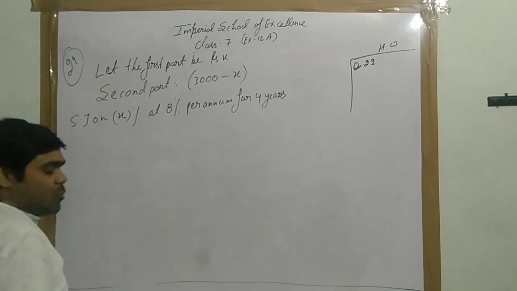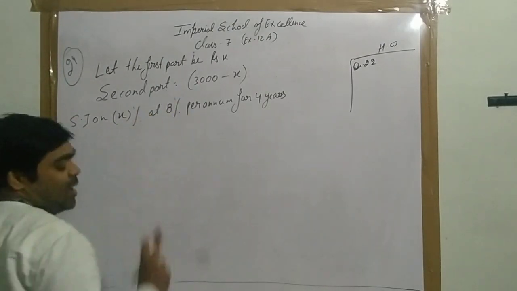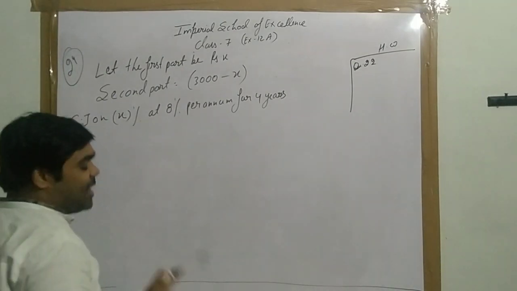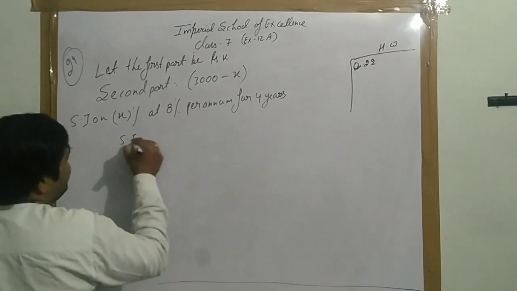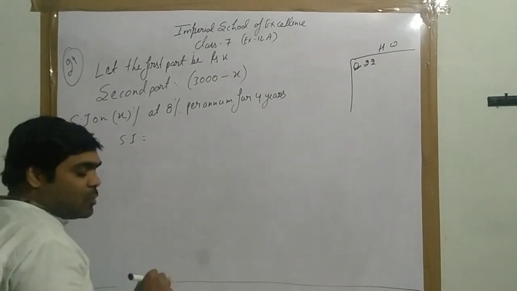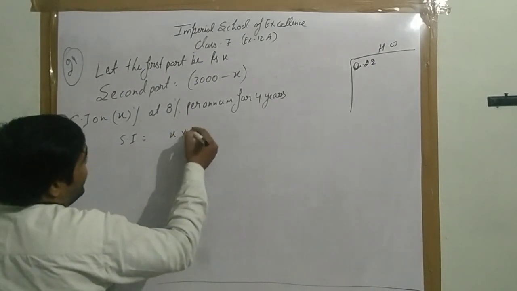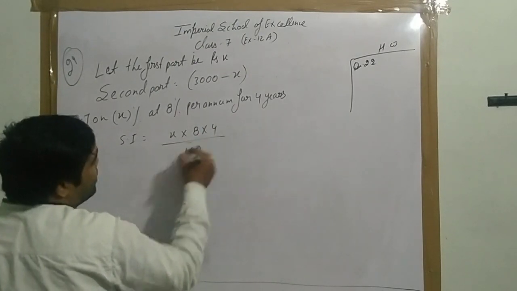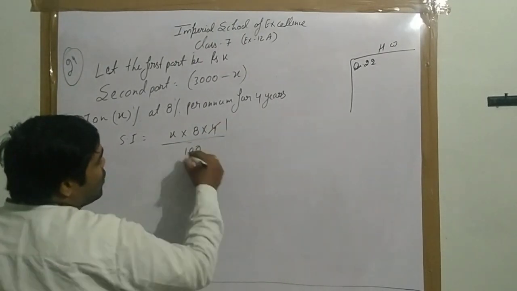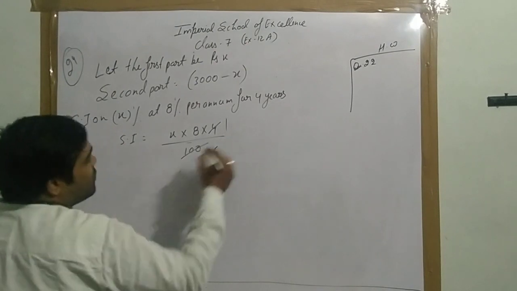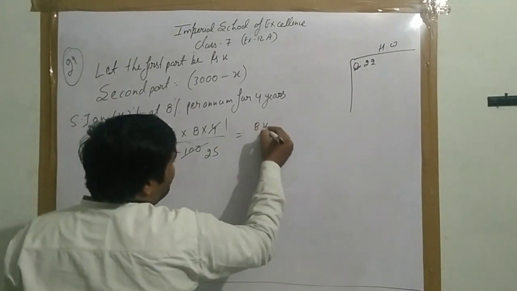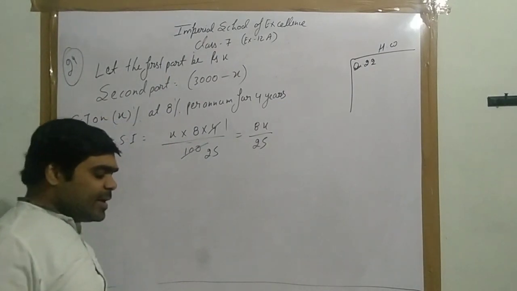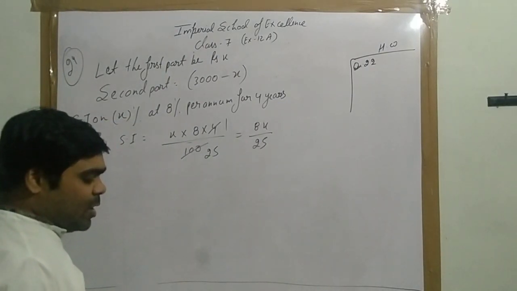Now the principal, rate of interest and time are all given. So SI equals P into R into T upon 100, principal into rate into time upon 100. 4 1s are 4, 4 25s are 100. It will be 8x upon 25. The interest SI is 8x upon 25.